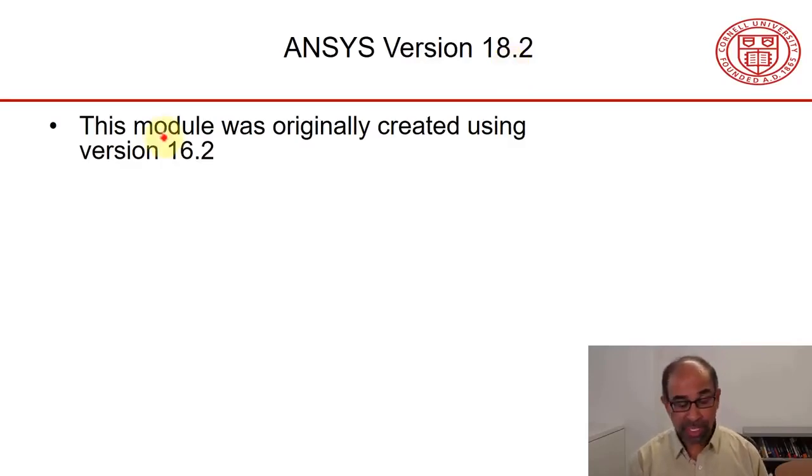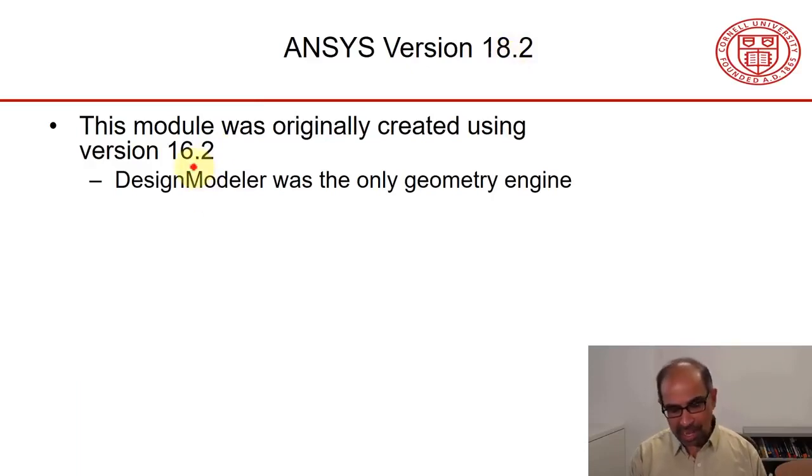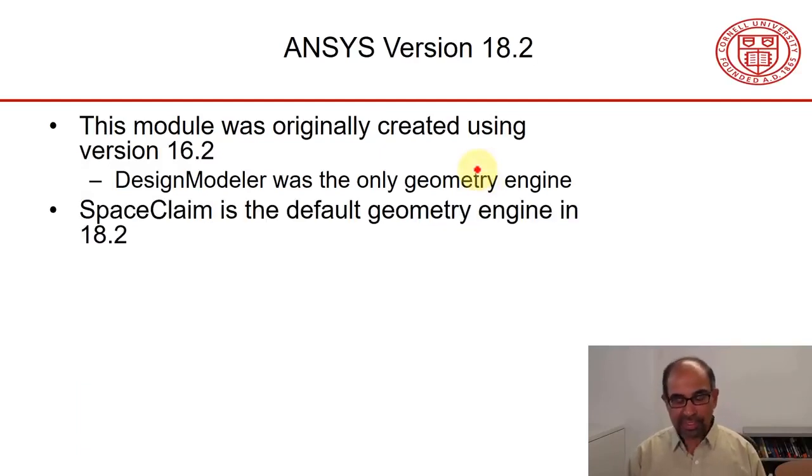This module, the 2D conduction module, was originally created using version 16.2, and that was just over a year ago. And you can see that in that time, the current version has gone to 18.2. And at that time, in version 16.2, Design Modeler was the only geometry engine, so I recorded videos showing how to create that rectangle in Design Modeler. Currently, in version 18.2, there is a new geometry engine, SpaceClaim, which is the default geometry engine.